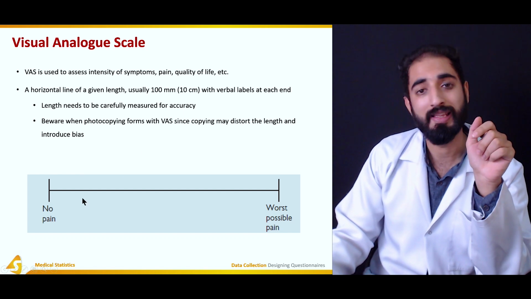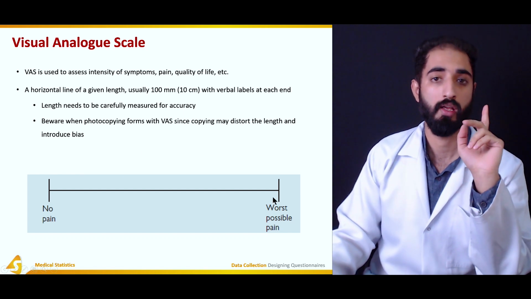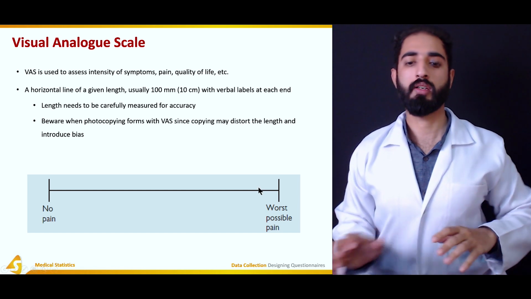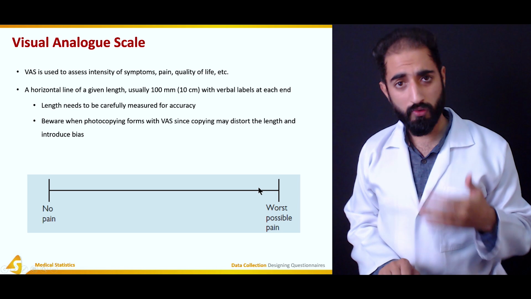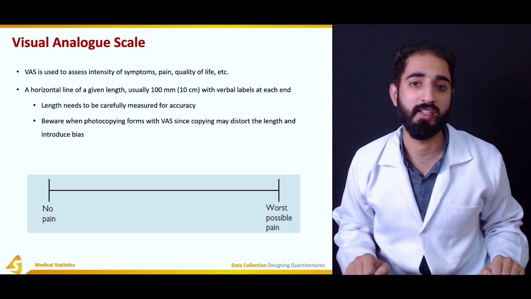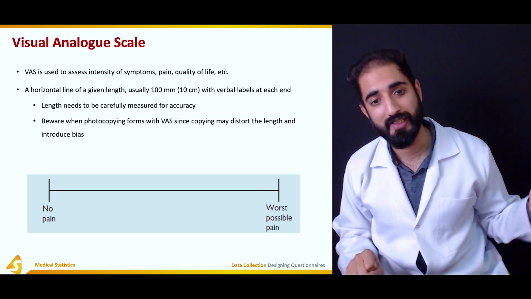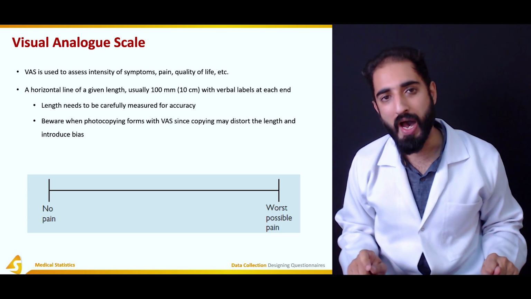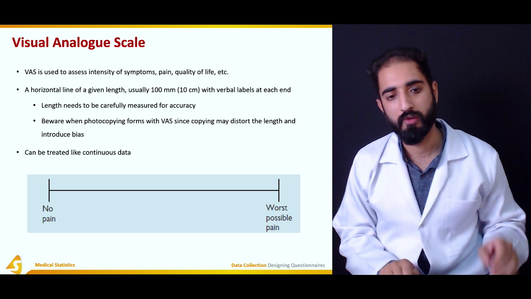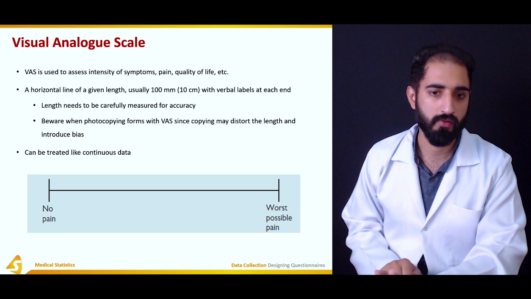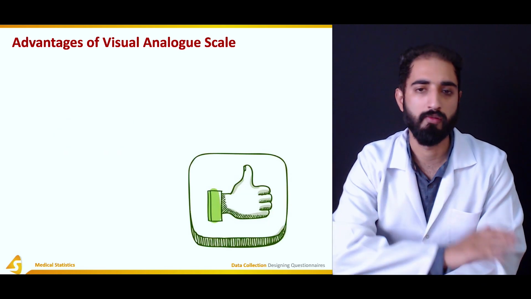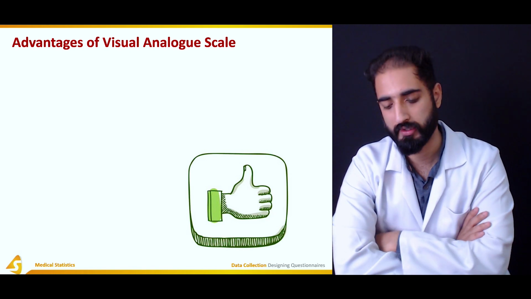This line should be of the accurate size of 10 centimeters, first of all. And second of all, it is very important that when you are photocopying that form or questionnaire, it should stay at 10 centimeters, because if it is changed, then it induces bias and the results are not valid and reliable. So the data out of it can be treated as continuous, and you can analyze it with averages and all of those tests.